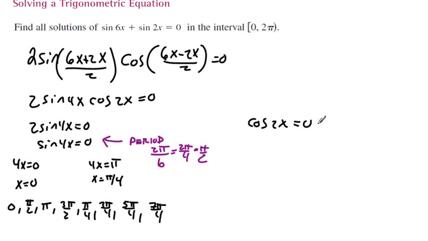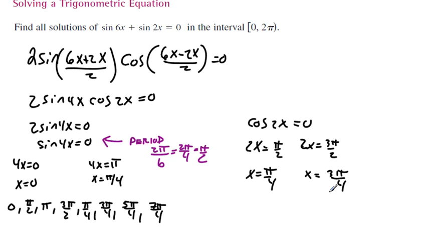Now let's come over here to cosine of 2x equals 0. So cosine of what is 0? Well, that's going to be at the value 2x equals pi over 2 and at 3 pi over 2, right? So if I divide by 2 there, I get one of my values, which is pi over 4. And if I divide by 2 here, I'll get 3 pi over 4.